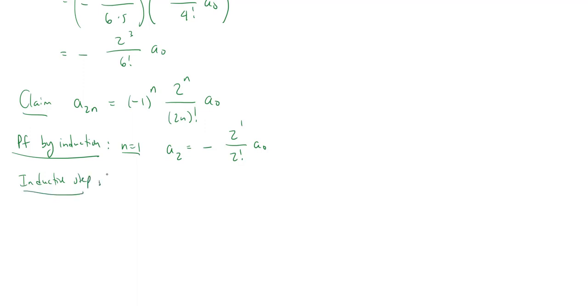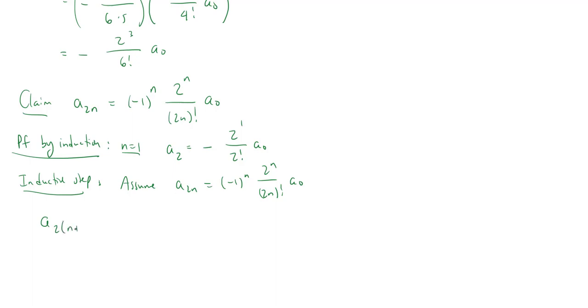Okay, so for the inductive step, we assume a sub 2n equals (-1)^n 2^n over (2n)! a naught. And we want to see what happens when we replace n by n plus 1. We want to prove that the formula still works in that case.